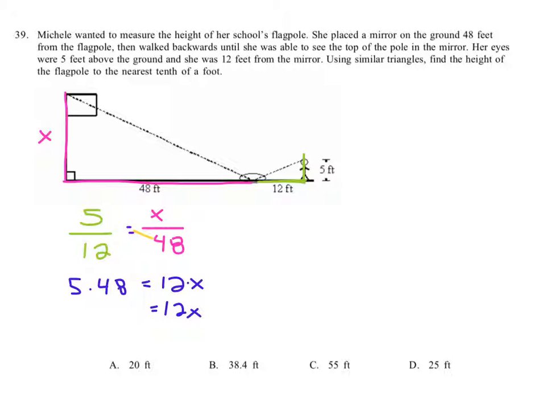So that's 12x. And 5 times 48 is 240. And when you divide both sides by 12, you get 20. And what's the units? The whole thing was measured in feet, so 20 feet.